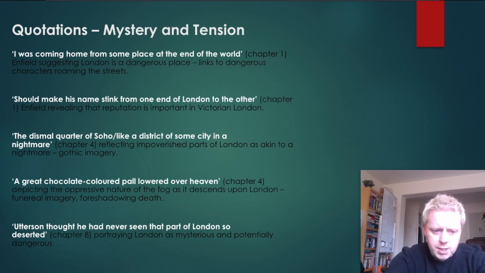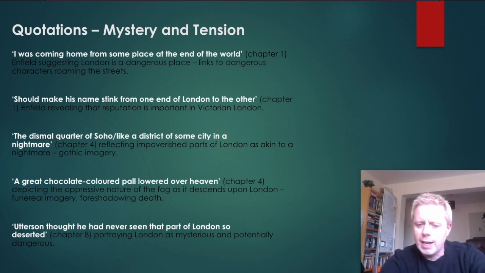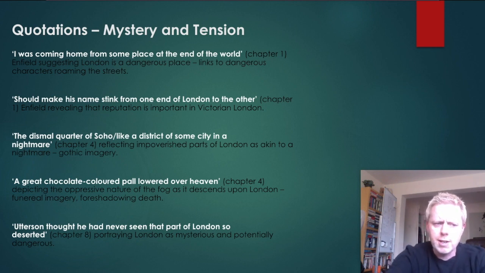Utterson thought he had never seen that part of London so deserted. I mean, portraying London as mysterious but also potentially dangerous. This is the point where he longed for the sight of a policeman.